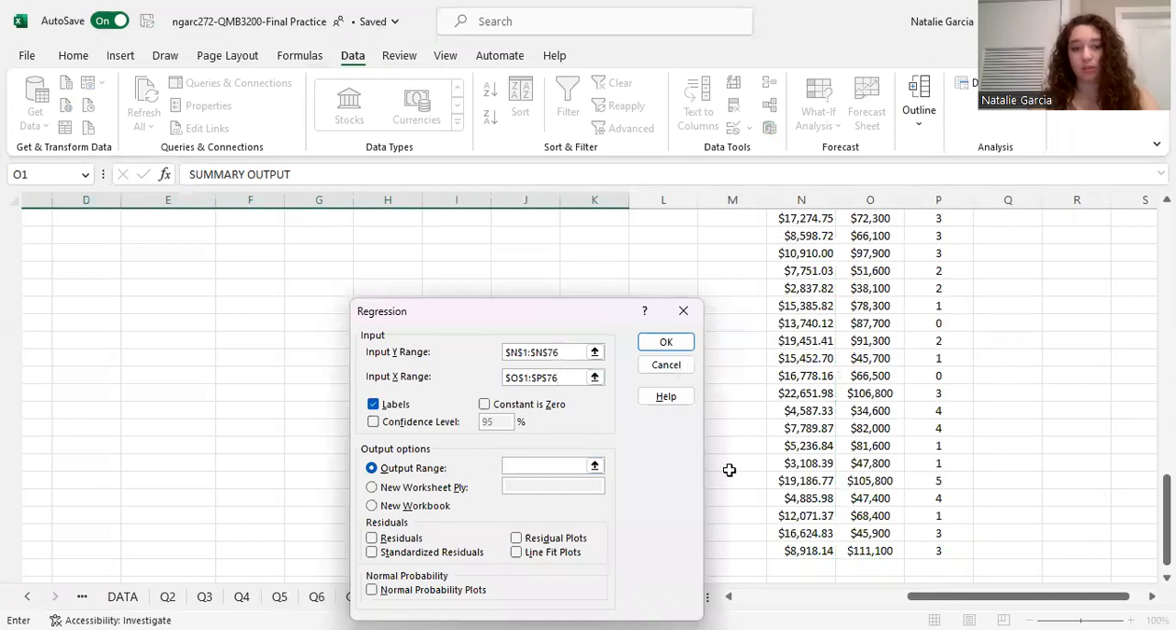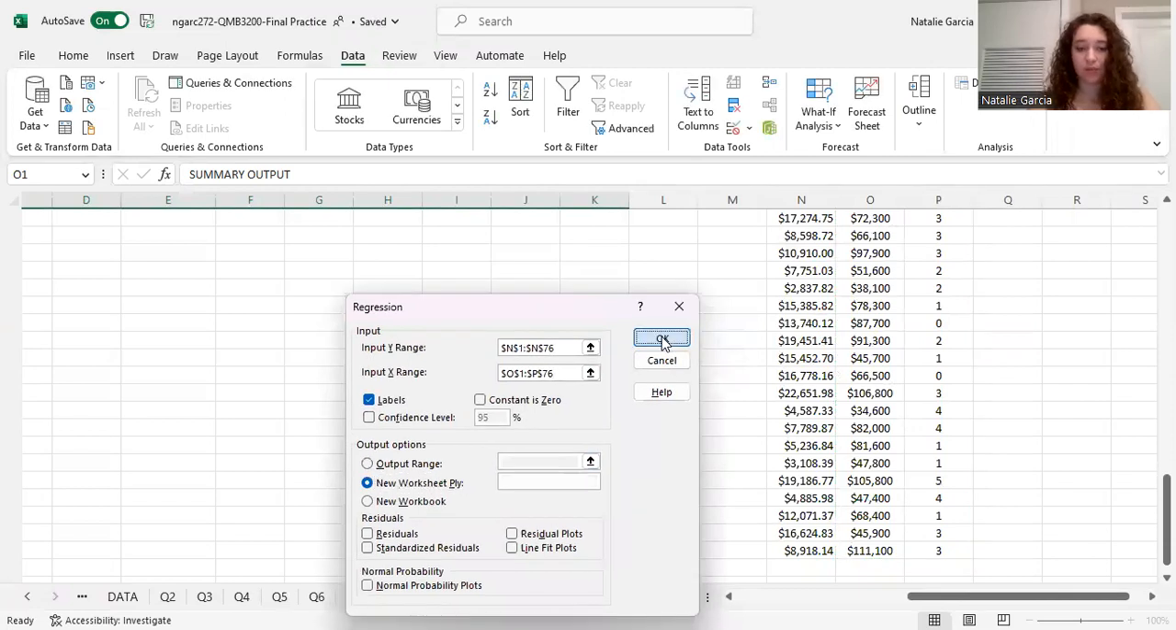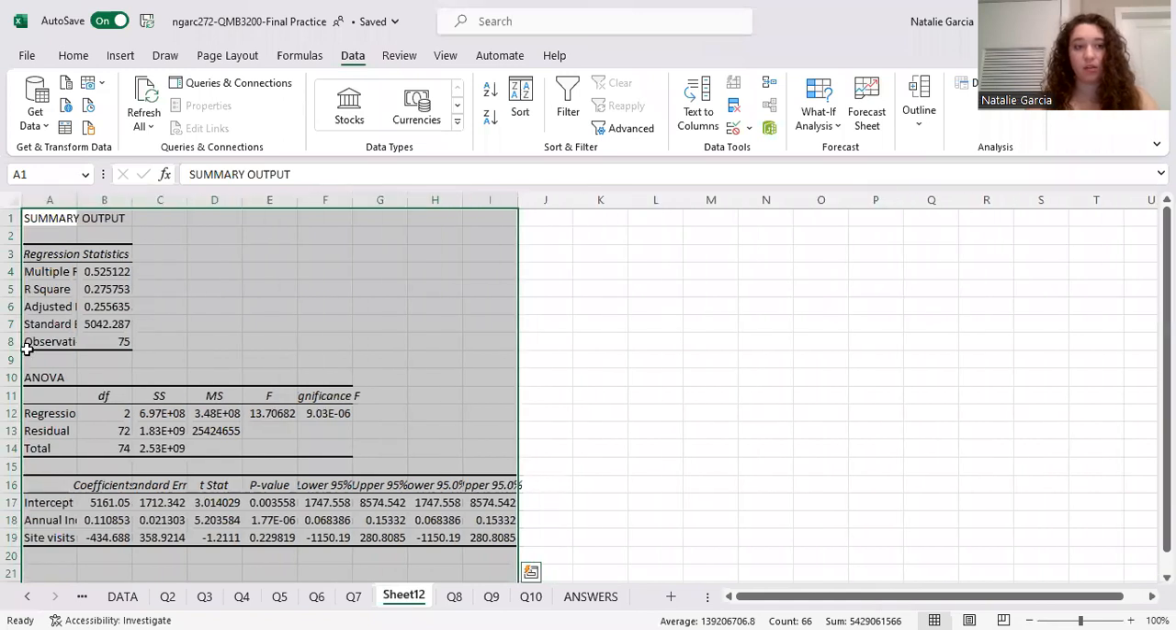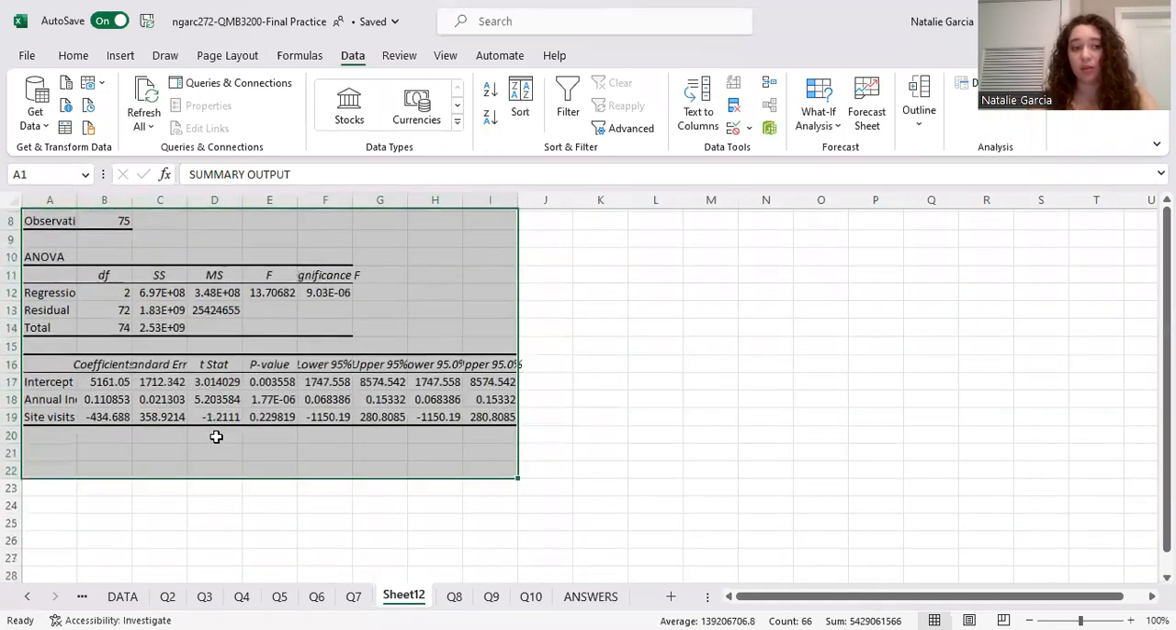And then the output range, we're just going to put a new worksheet so we don't mess anything up on the one I've already finished. This is the regression summary output, and it's going to be the same with the intercept for the regression output, the annual income, and the site visits as independent variables.